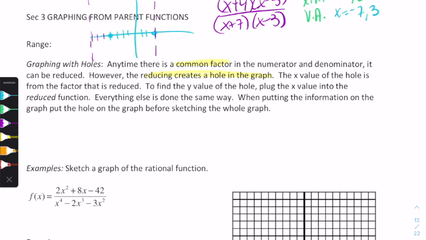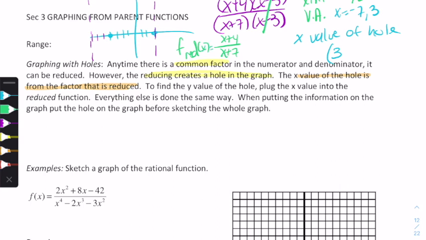Okay? So the x value of the hole is from the factor that's reduced. In this case up here, the x value of the hole would be the 3, right? Then the y value of the hole would be coming from what the reduced fraction is. If we reduce this fraction, those reduce to 1, so I get x plus 4 over x plus 7.